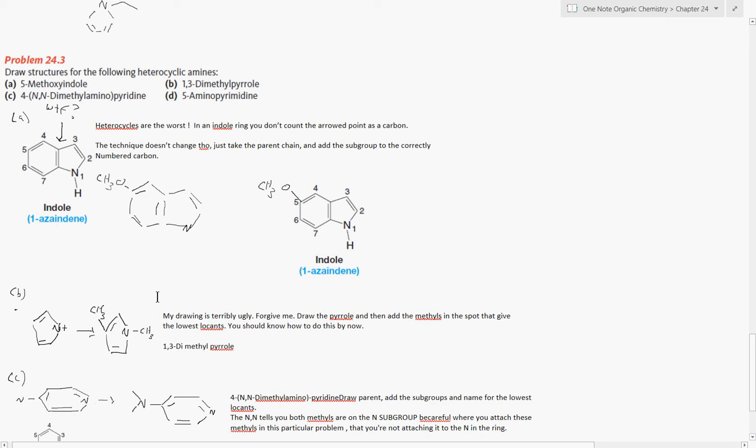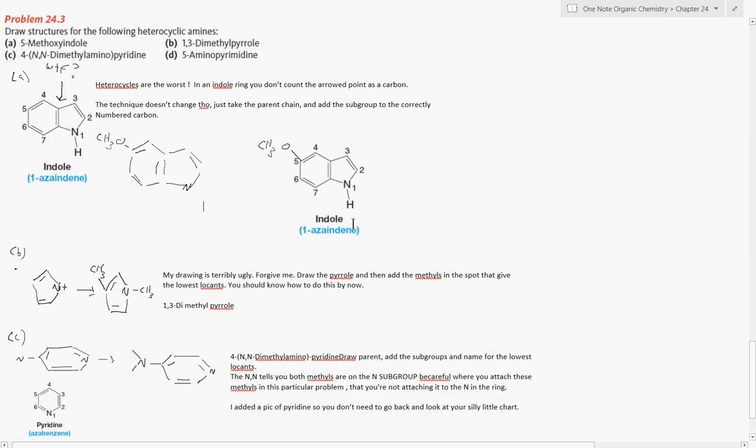The technique for naming doesn't change though. You take the parent chain and add the subgroup to the correctly numbered carbon. So for 5-methoxyindole, you take an indole and you just add a methoxy group to the 5th carbon. So I drew one out here, but it's kind of ugly, so I used the picture from the table, and that's how you draw that one.